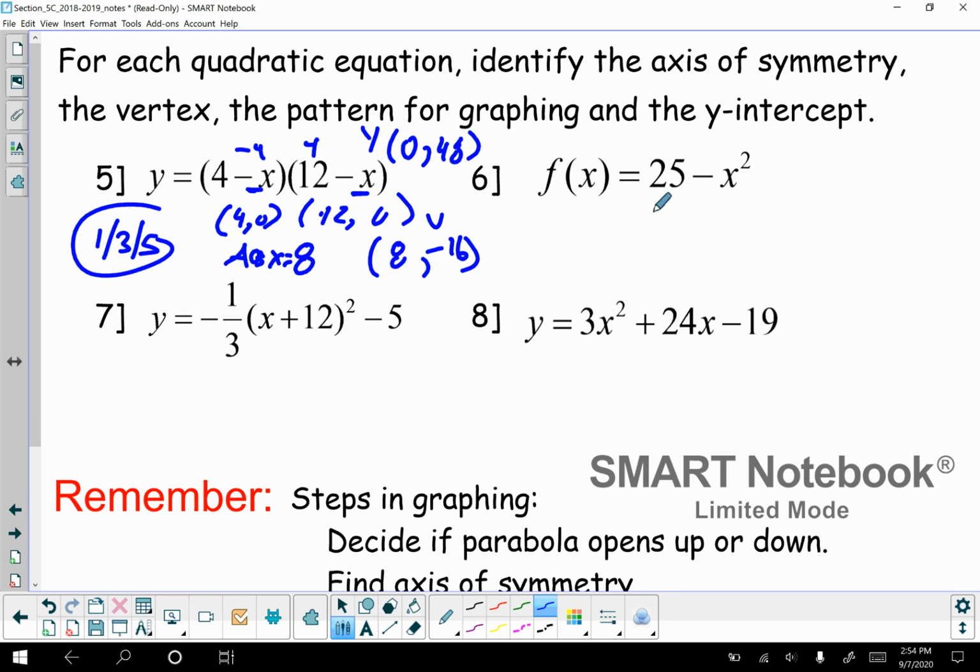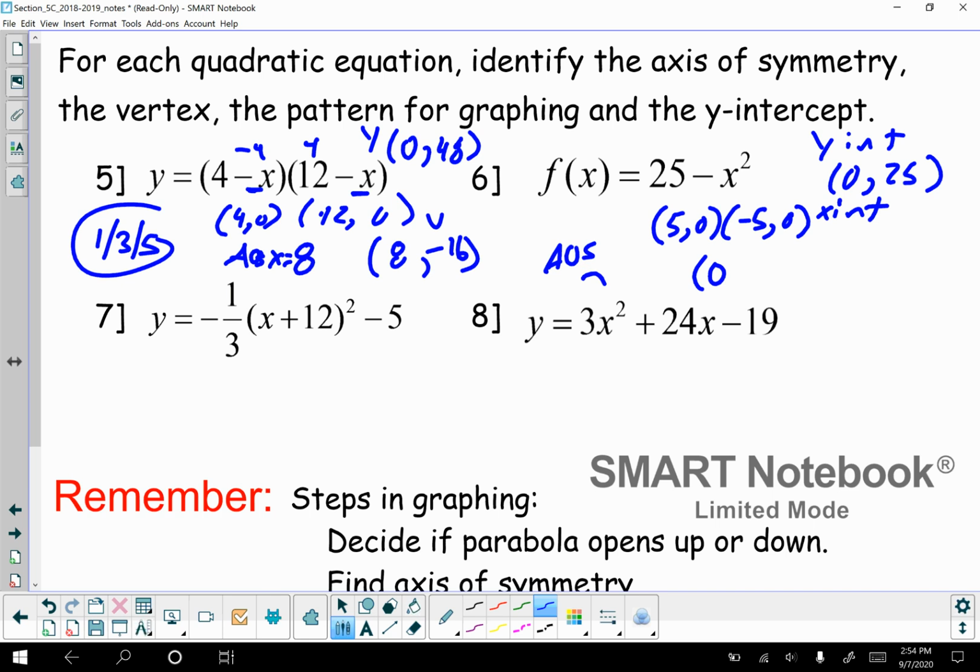Next problem. Being a difference of two squares, I'm going to get (5, 0) and (-5, 0) as my x-intercepts. My y-intercept is going to be (0, 25) if I plug 0 in for x. Halfway in between these points is going to be 0. So my axis of symmetry is x equals 0. If I plug 0 in, I'll take 25 out. So my vertex and my y-intercept happen to be the exact same thing on this.